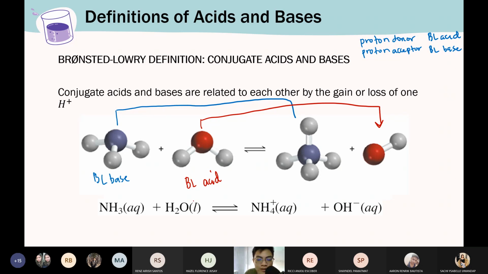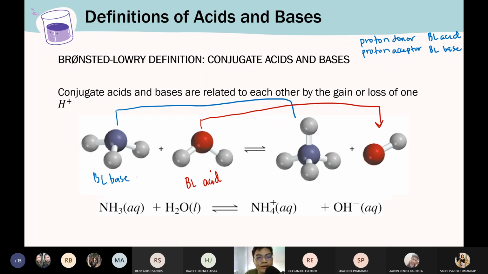And that can be confirmed by just looking at the formula now. So, originally, you have H2O, dalawang hydrogen, isang oxygen. However, after the reaction, you have the OH, no? So, yun nga. So, acid talaga si water. And then, si ammonia ay base.